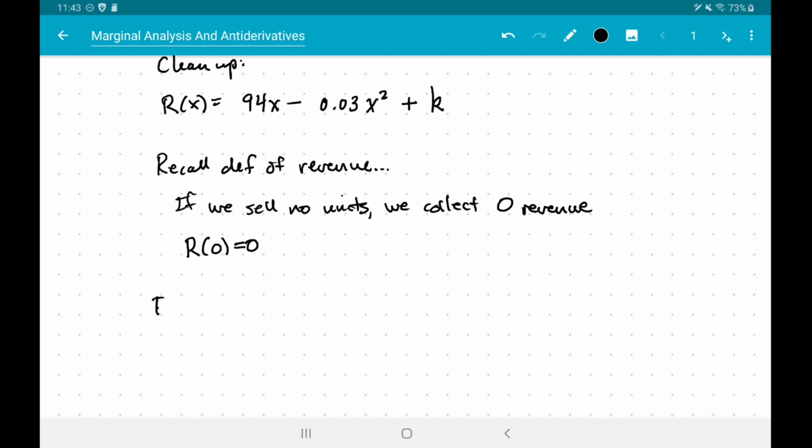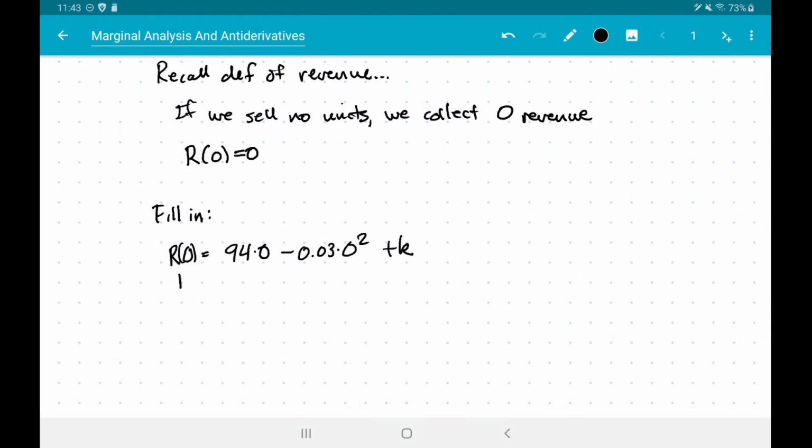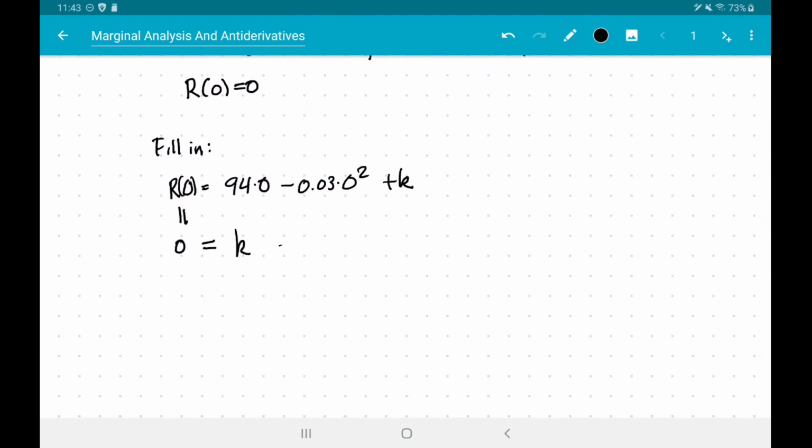Well, let's fill that in, right? R of 0 is 94 times 0 minus 0.03 times 0 squared plus k. Well, R of 0 is supposed to be 0, and all of this is 0 and all of that becomes 0, so we're left with just k. So that means the constant of integration is 0.